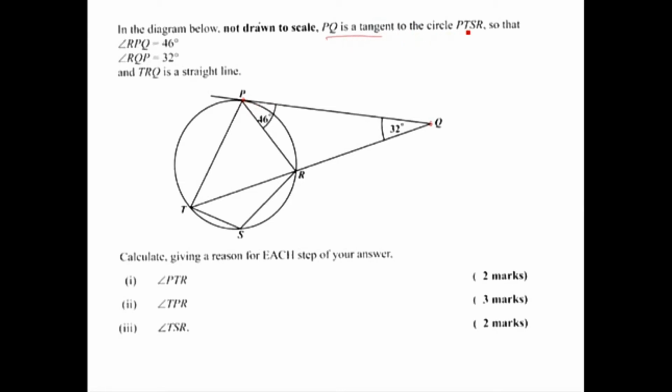And PQ is a tangent to the circle PTSR. So we have the circle that's described as P moving right around to T to S to R and right back around. We don't really call out the letters twice, so we just call it circle PTSR. All right. Next point is that angle RPQ, where the symbol means angle, is equal to 46 degrees.